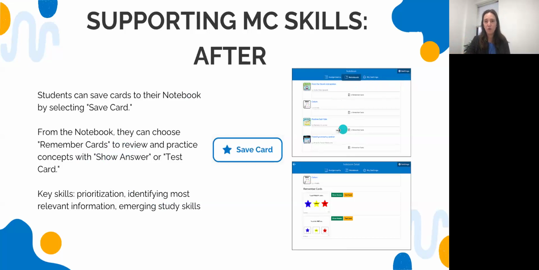So this is the student view. From the student view, on the bottom right-hand side of their deck, they can just click Save Card. And then when they go back into their notebook, they'll see any of their saved cards. They can click on them. So let's say it was a deck that had a spelling rule reminder. They can save that. That was really helpful. I needed that. I needed to remember that little thing that I heard about the drop E rule. I want to save that. You're targeting these prioritization skills, identifying the most relevant information, and this builds some of these emerging study skills that we need our students to develop. So if we do this early on, hopefully this becomes more automatic as they progress.